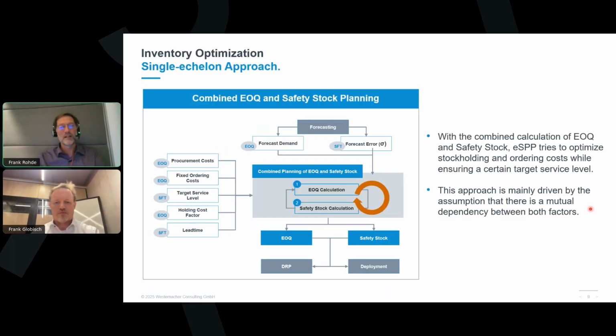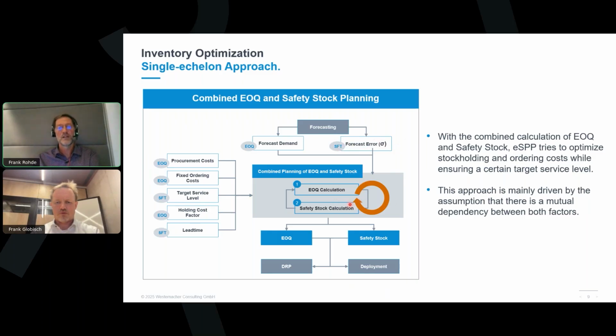Short reminder, I will keep it short. The single echelon approach has certain input parameters: procurement cost, ordering cost, stock holding cost factor, lead time, service levels, and the forecast, of course, is an input as well that we need. And I want to point out that the forecast error is a standard deviation here.